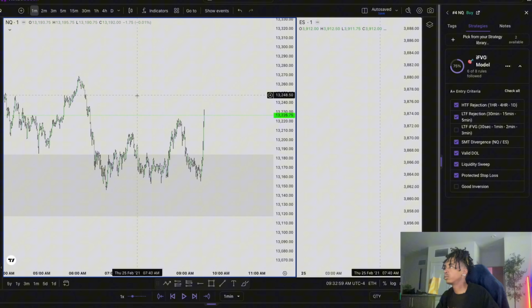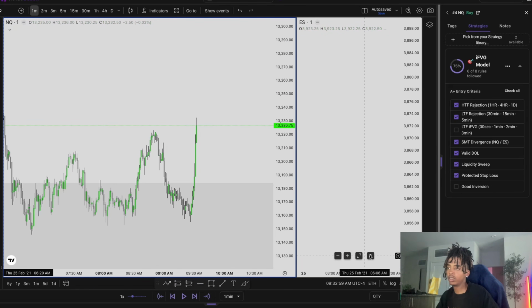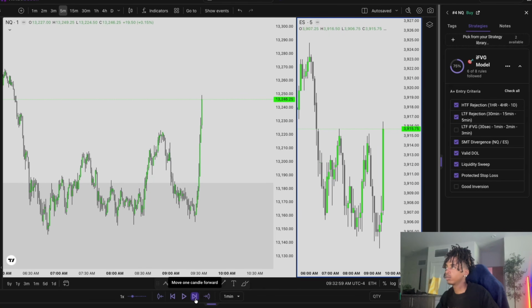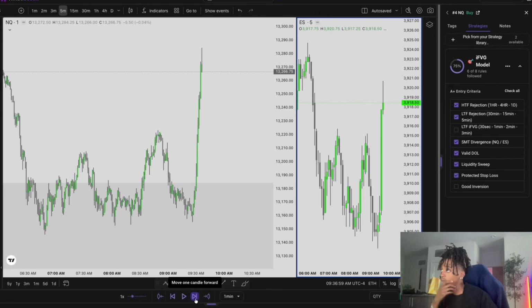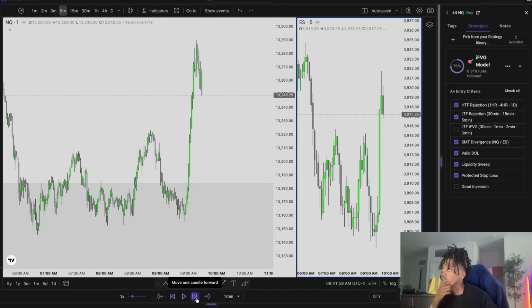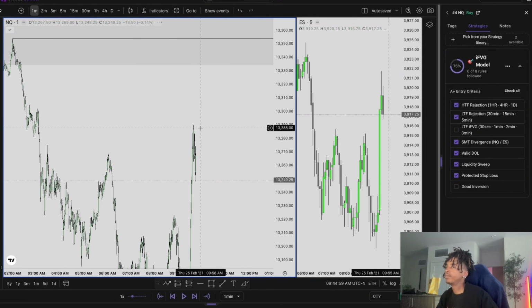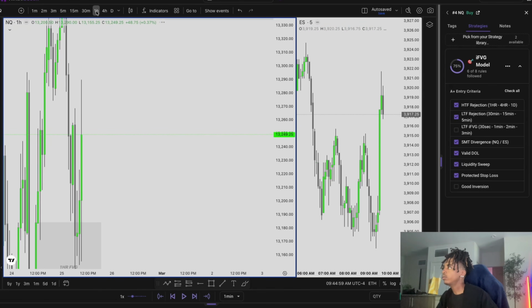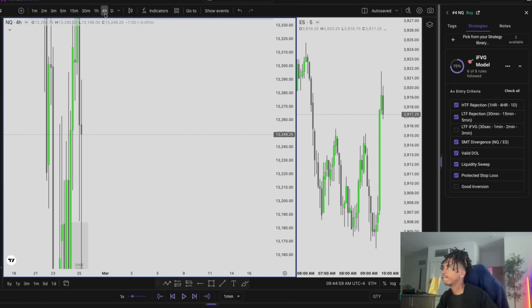It's a good move. Let me pull ES up a little bit. There you go. I'll just get through a few candles. No inversion yet. Okay, that was an insane sweep. Holding that hourly.